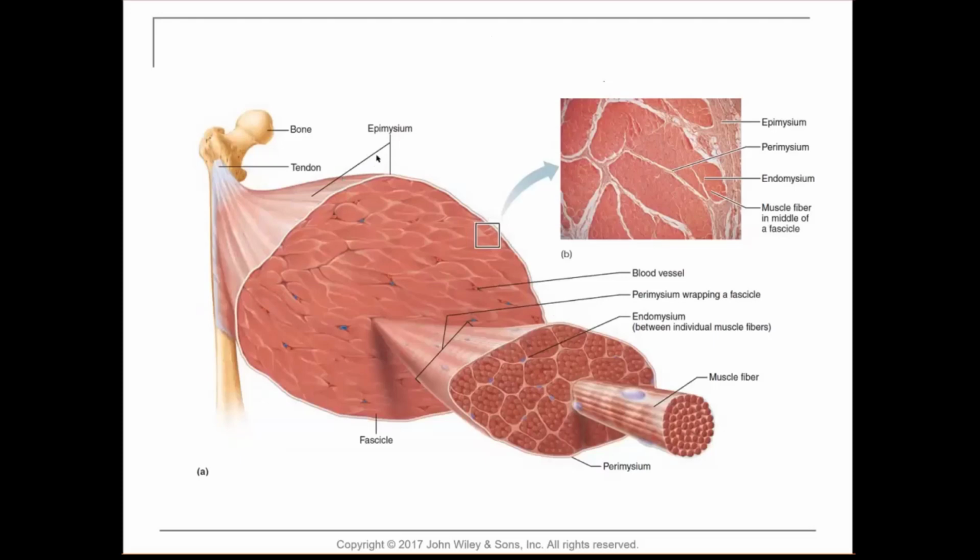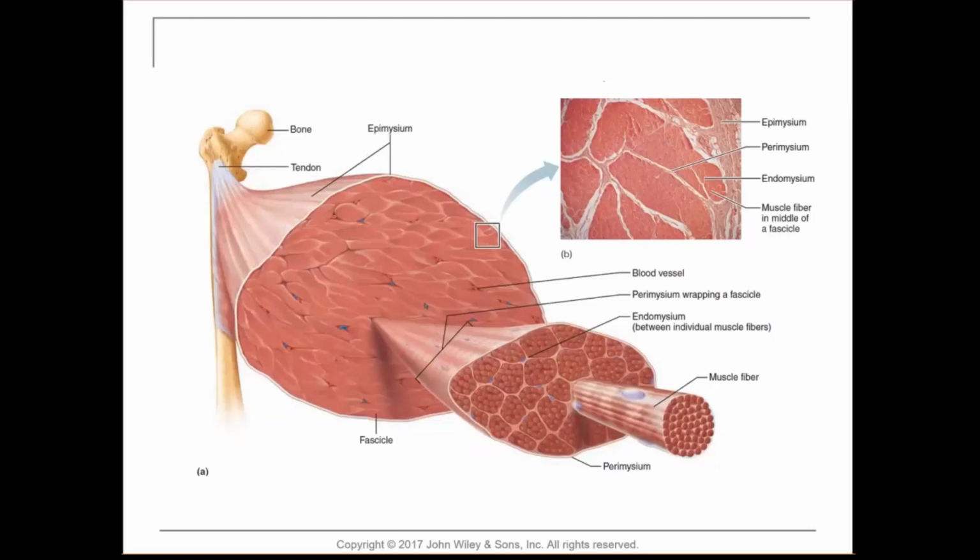So what we can start to see is the interplay between various tissue types here. Even though we're looking mainly at muscular tissue, there's obviously going to be some connective tissue involved. We also have blood vessels that are providing nutrients to these muscle fibers.